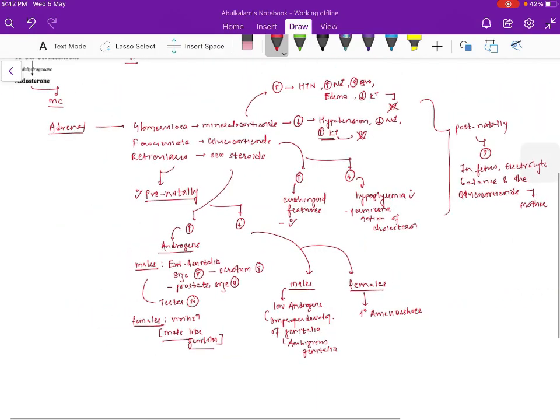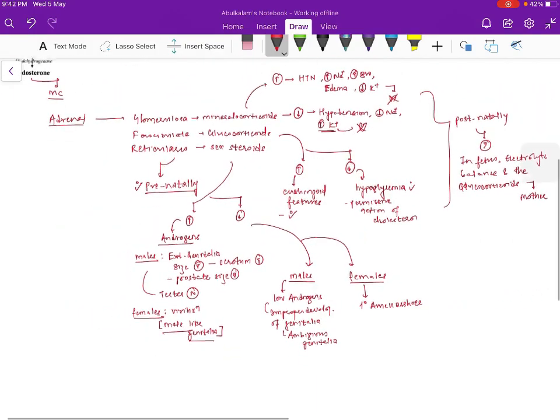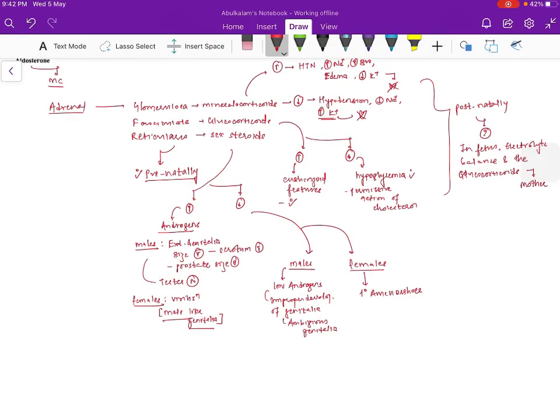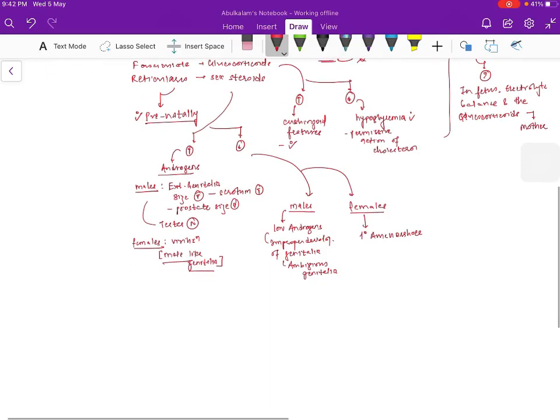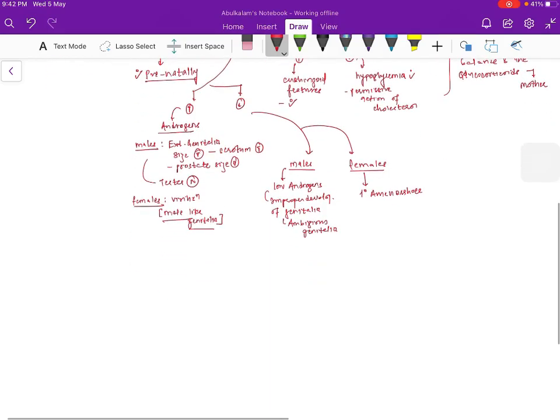So these features are important because when we are going to study the enzyme deficiencies, the question, or if a case scenario comes, it will be in the form of the clinical features. So if you know the clinical features, then you can decide whether the glucocorticoid is increased, decreased. Same goes with mineral and sex steroids, and then you can decide the enzyme deficiency.